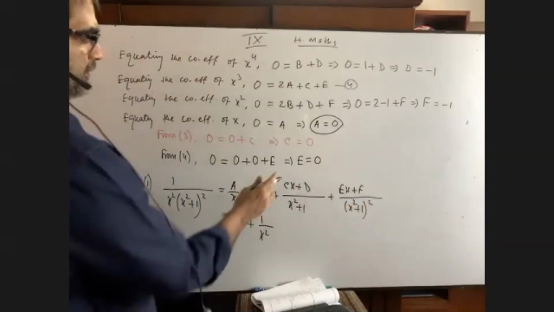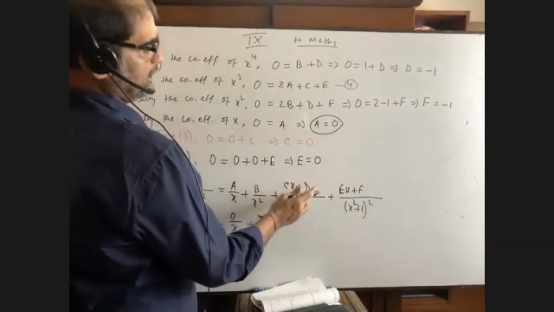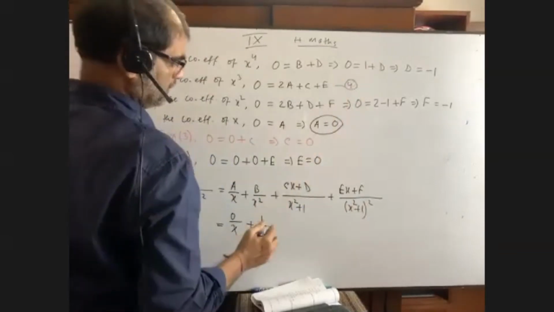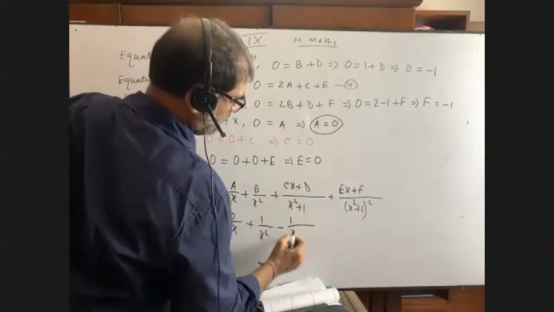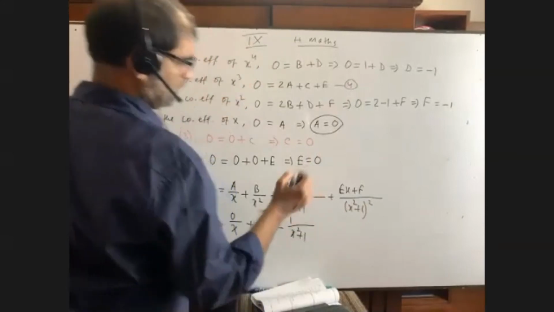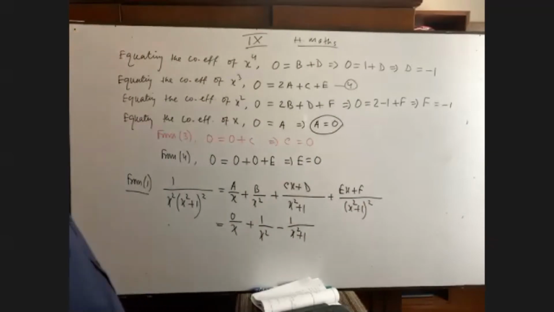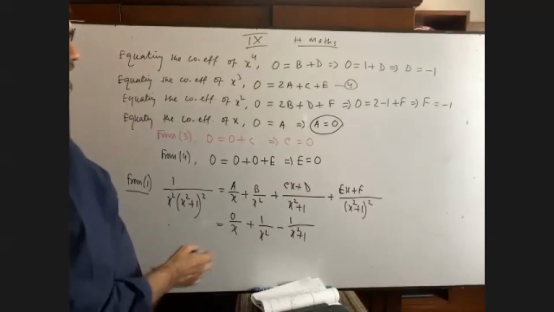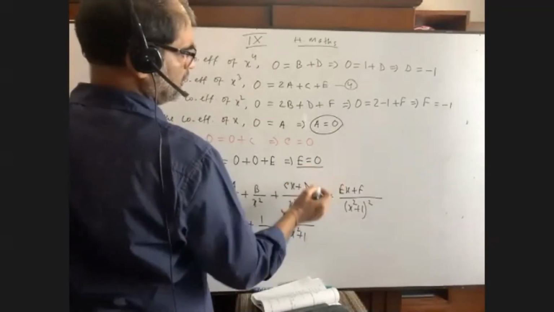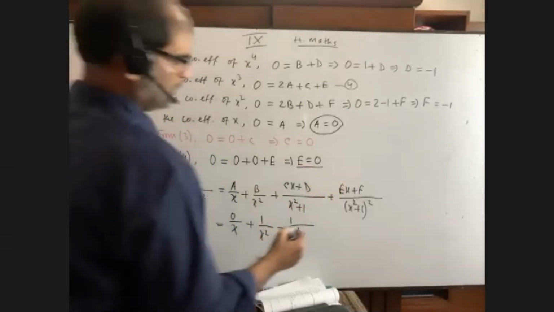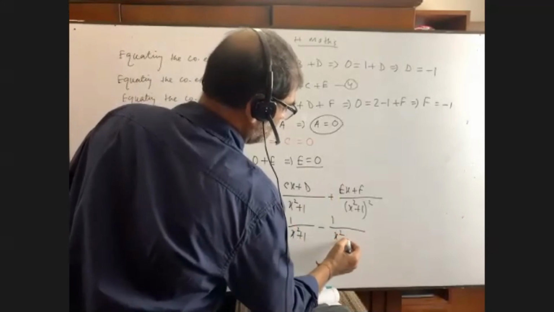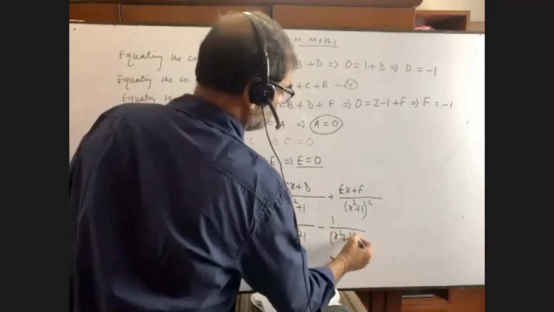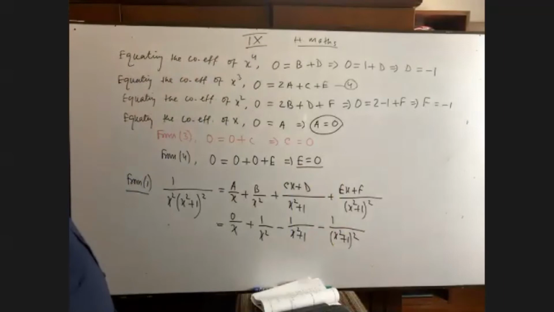What is C? C is 0. So we are getting D. D equals minus 1 by x square plus 1. What is E? E is 0. What is F? Minus 1. Minus 1 by x square plus 1 whole square. Any of you, please, you can do another line.